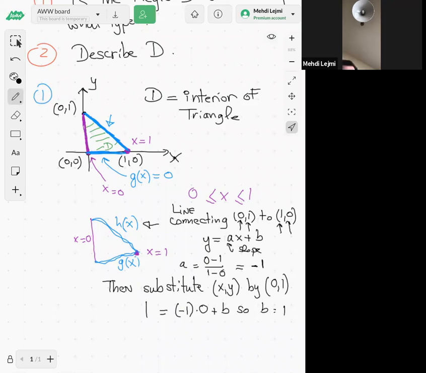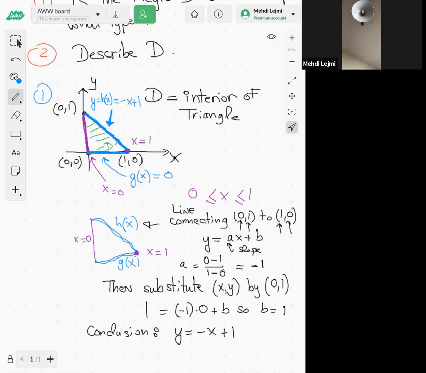So the conclusion is that the equation of this line, which connects the point 0, 1 to 1, 0, is just y equals minus x plus 1. So all I'm saying, guys, is that this line here is the line y equals minus x plus 1. So that would be my function h of x. So y is equal to h of x is equal to minus x plus 1, right?